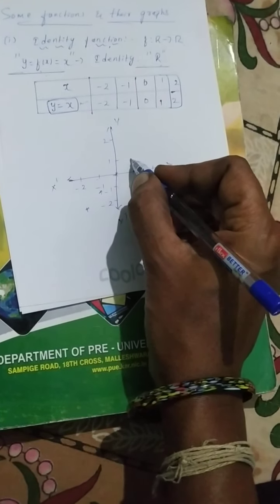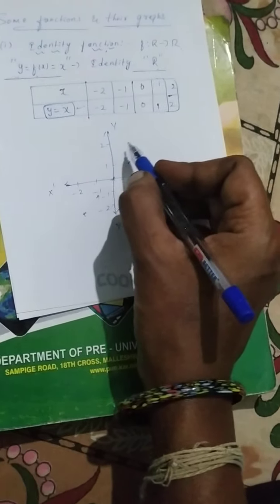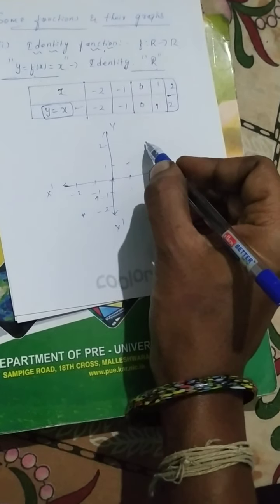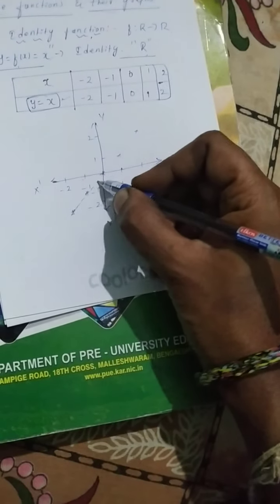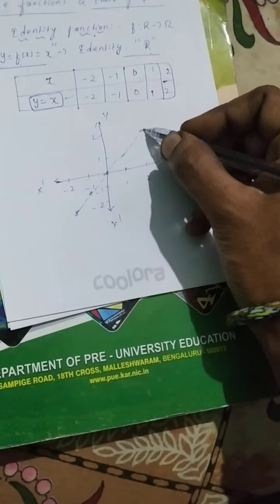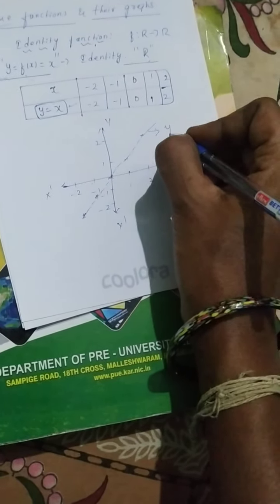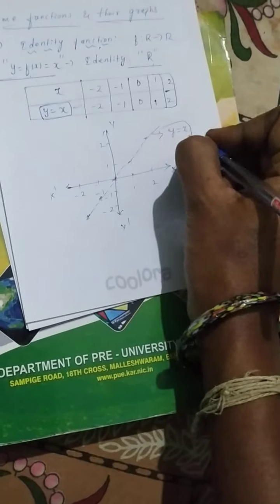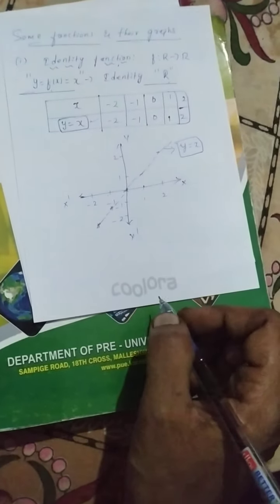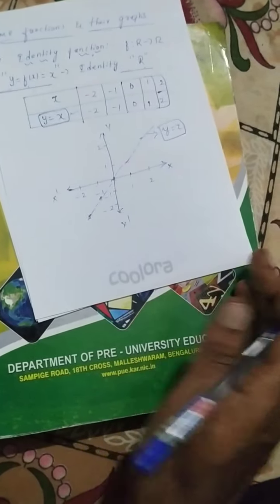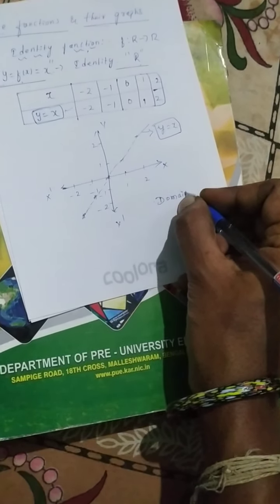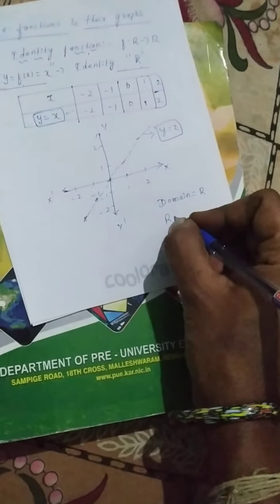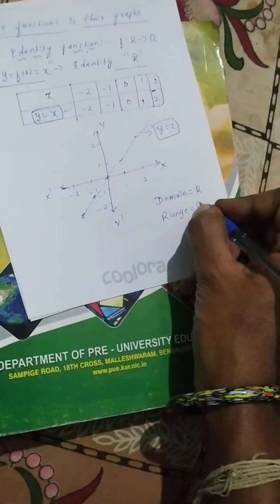When x is plus 1, y is also plus 1. When x is 2, y is also 2. You just join it. Therefore, the graph is a straight line passing through the origin. This straight line, you need to mention, y is equal to x. This is the identity function. So you just mention in the graph itself that the domain is the real numbers and the range is also the real numbers.